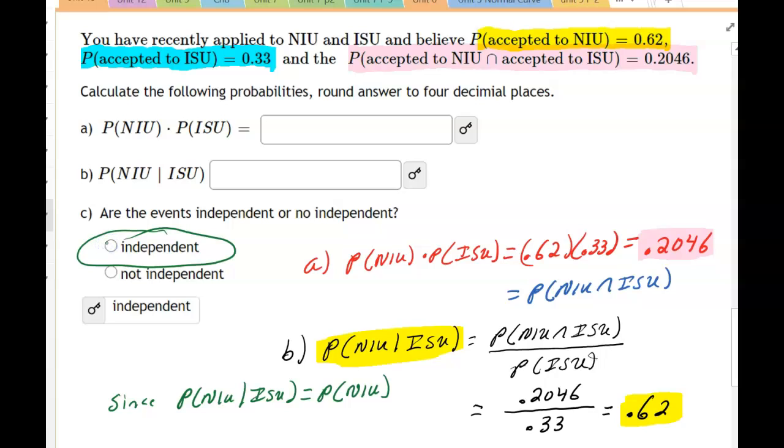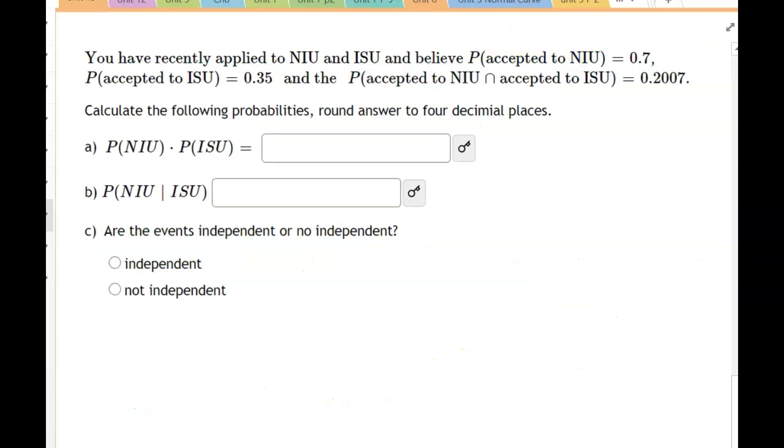Now you only need to do Part A or B to figure out if they are independent. You don't have to do both, but I wanted to show you both examples. Let's take a look at one more example. This is the same context. The probability you're accepted into Northern is 0.7, ISU 0.35, and both 0.2007.